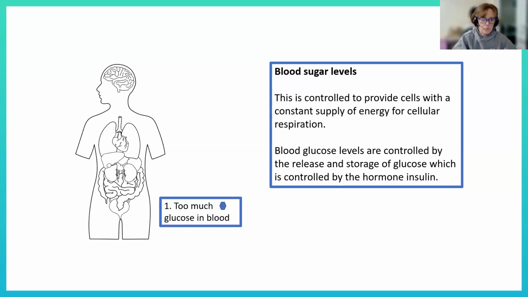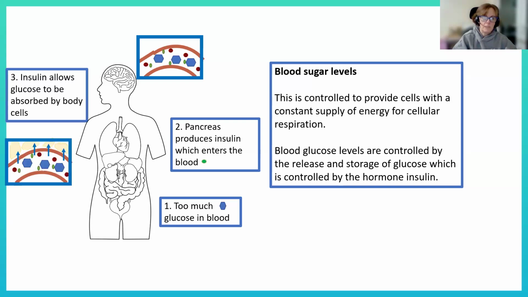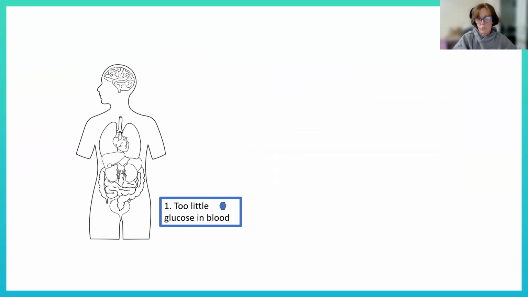So if we get too much glucose in the blood, as we were just saying, the pancreas produces insulin, and that insulin, which I've drawn in green, will enter the blood. And then that allows the glucose to be absorbed by the body cells and the liver, so the muscle and the liver. And that means the circulating blood glucose is reduced.